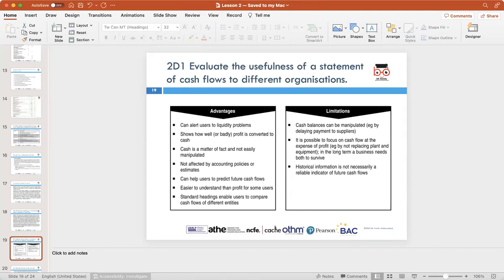So next is limitations. Cash balances can be manipulated, for example, by delaying payment to suppliers. It is possible to focus on cash flow at the expense of profit, for example, by not replacing plant and equipment. In the long term, a business needs both to survive. Historical information is not necessarily a reliable indicator of future cash flows.